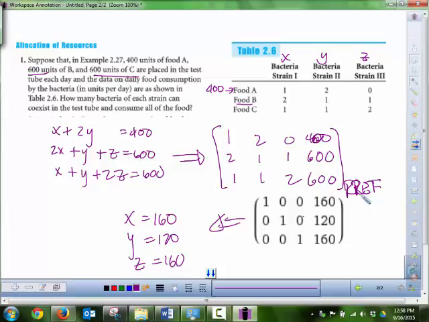REF, reduced row echelon form. Okay, questions? By the way, REF is the actual command for MATLAB, if you didn't already know that. You would know that if you worked on the project already, but okay. So that's one application.